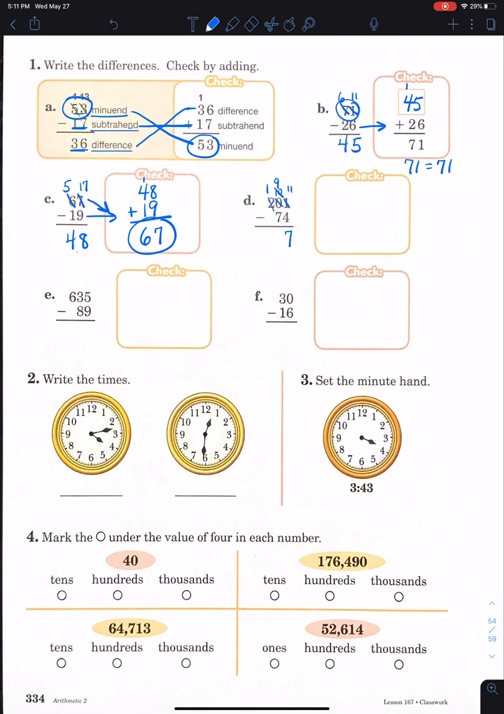11 minus 4 equals 7. 9 minus 7 equals 2. 1 minus nothing equals 1. Well, now it's time to check.